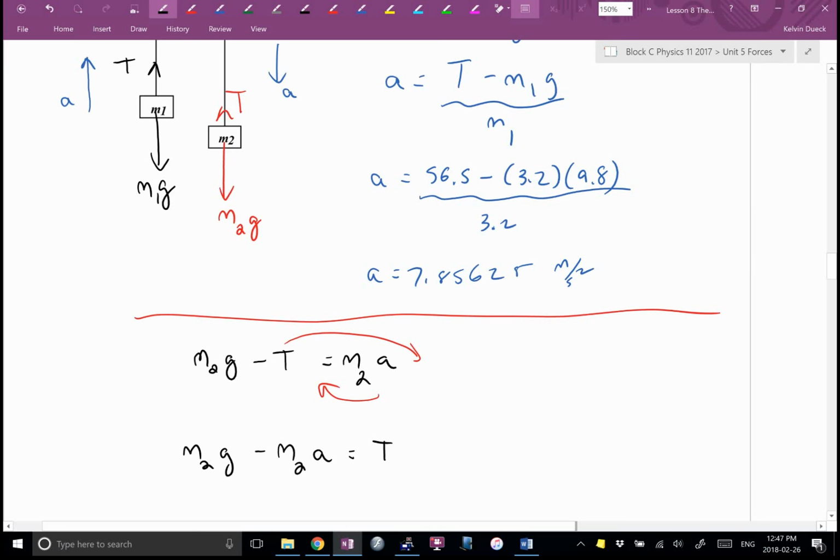How many M2s do I have? 2. How many would I prefer? 1. Cool. It would be really cool if there was a Math 9 mathematical operation that I could pull out of my back pocket and change this from 2 M2s into 1 M2. And there is.